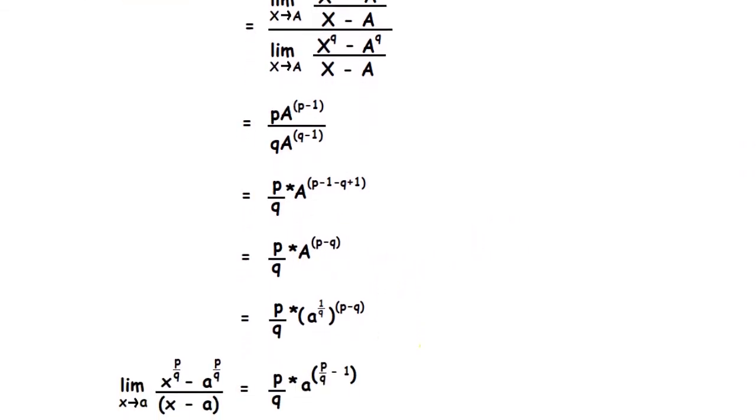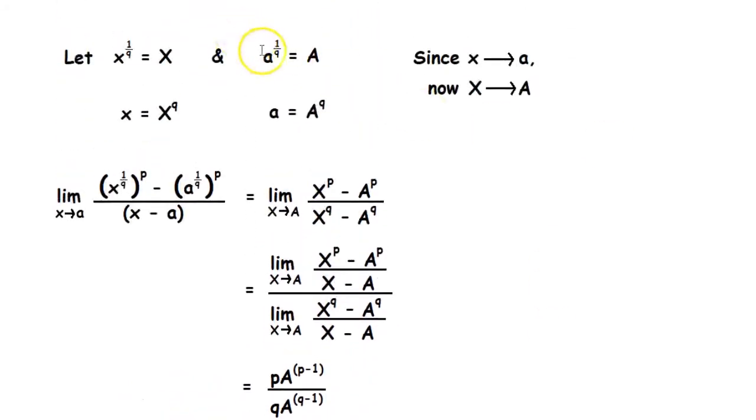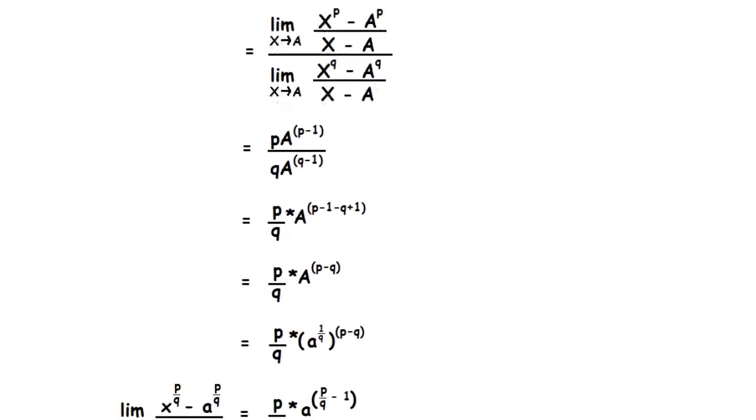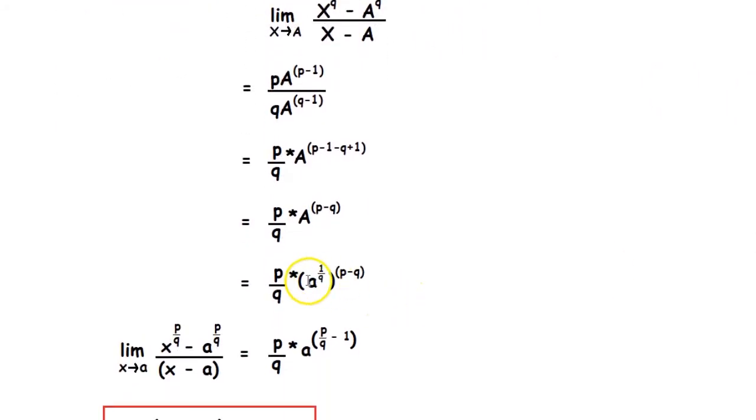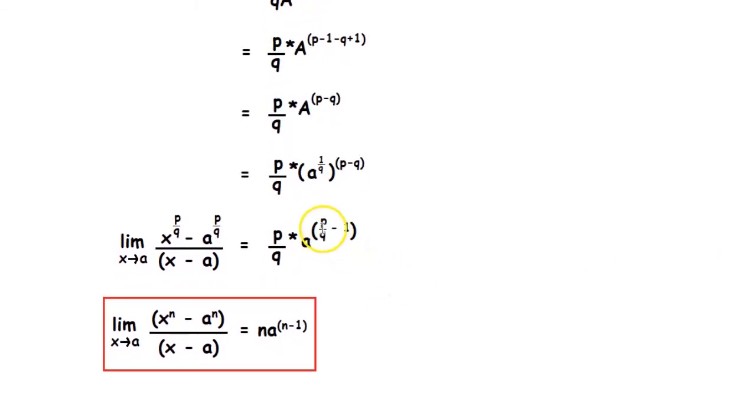to give us a to the power p minus q. So instead of this a, now we substitute our original values, that is simple a to the power 1 over q. So when we substitute this, we get p over q into a to the power 1 over q to the power p minus q. So when we multiply this p minus q with this 1 over q, we get our final expected answer p over q into a to the power p over q minus 1. So this proves that this theorem is true even for rational values of n.